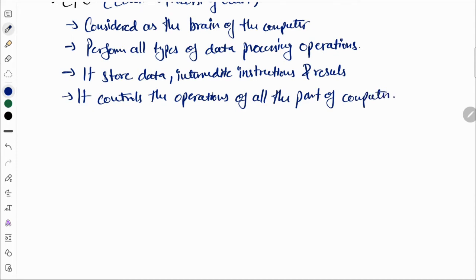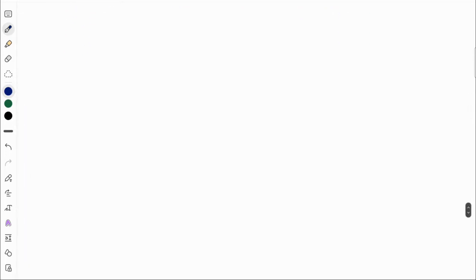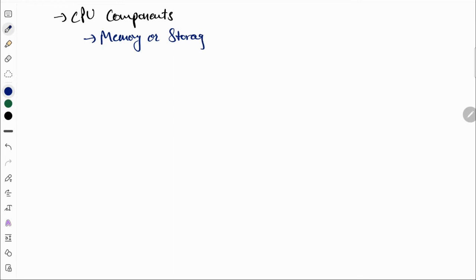CPU itself has the following three components. CPU components: memory or storage unit, control unit, and third one is ALU, arithmetic logical unit.